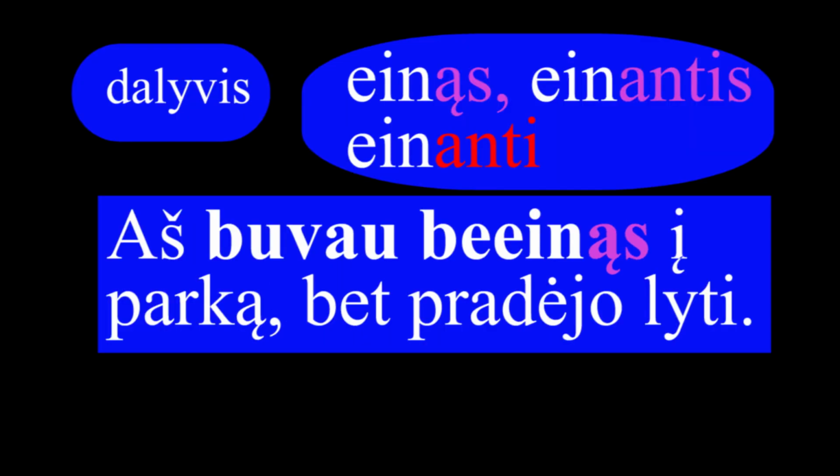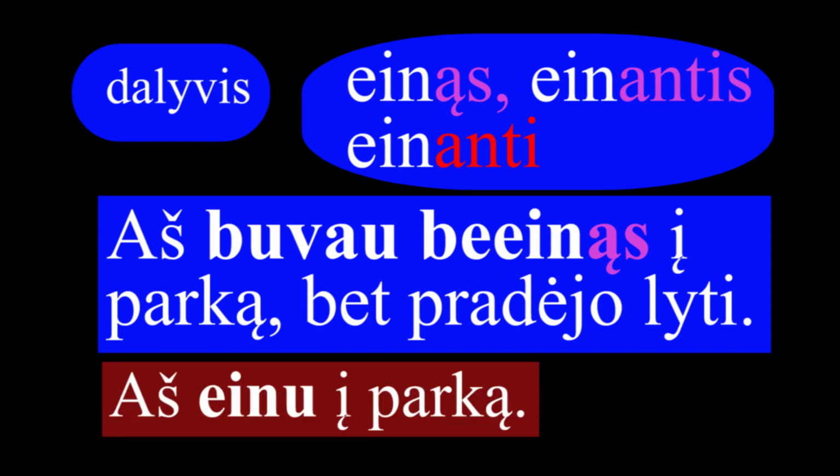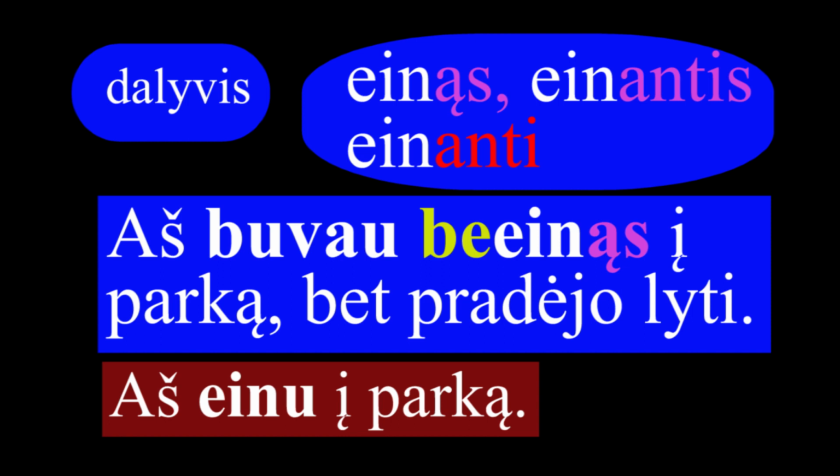I will give you an example. How can it be in a sentence? Aš buvau beeinas į parką, bet pradėjo lyti. We have the verb eiti, and we can say aš einu į parką. It's a verb. Aš einu, tu eini į parką, jis eina, jie eina. And here, with the participle, we have aš buvau beeinas į parką, bet pradėjo lyti. Aš buvau, I was. Beeinas, so we add the prefix be. I was going to the park, but it started raining.